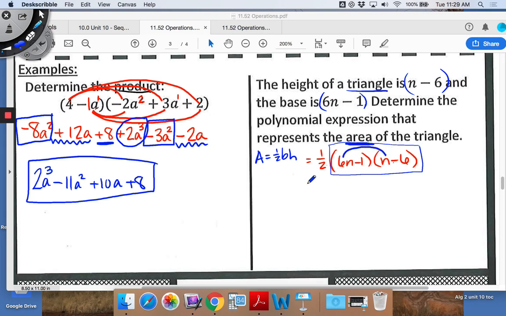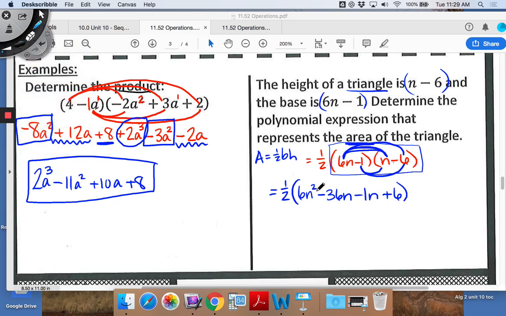First times first, so here's what I'm going to do, equals 1/2. I'm going to leave that 1/2 out there so I don't forget to multiply by it. 6n times n would make 6n squared. 6n times negative 6 is negative 36n. So that's the outside. Inside, negative 1 times n is negative 1n. Negative 1 times negative 6 is positive 6.